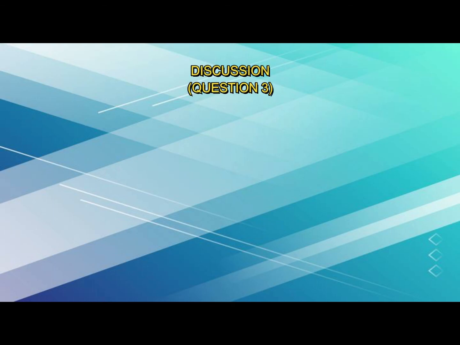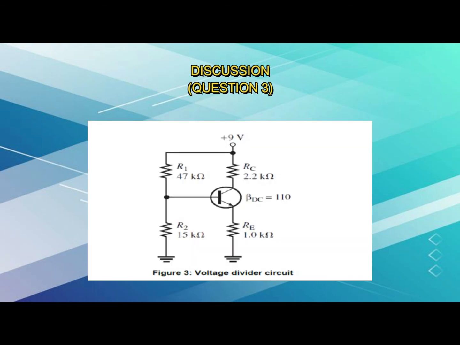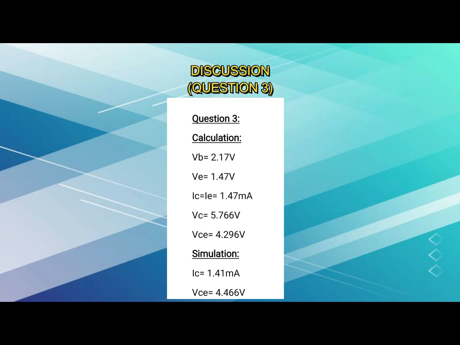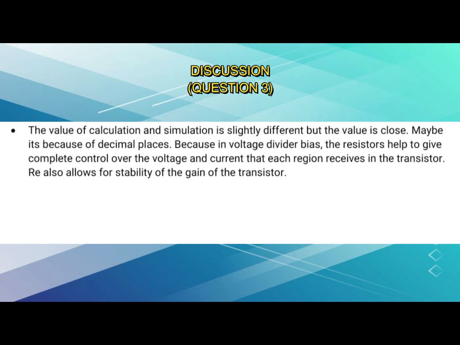Last is discussion for question 3. Here is the circuit. Here is the question 3 calculation and simulation value. The value of calculation and simulation is slightly different, but the value is close. Maybe it's because of decimal places. Because in voltage divider bias, the resistor helps to give complete control over the voltage and current that each region receives in the transistor. RE also allows for stability of the gain of the transistor.